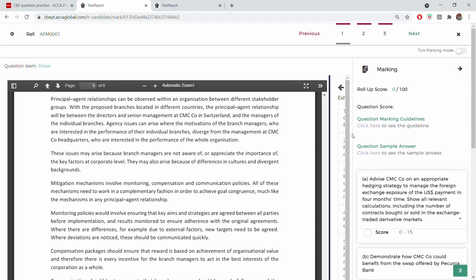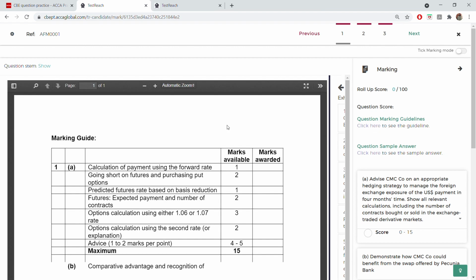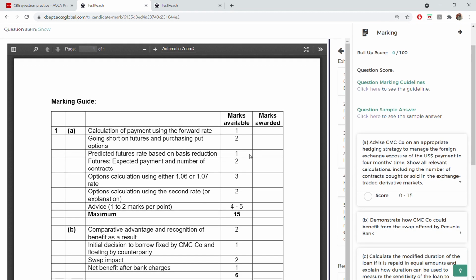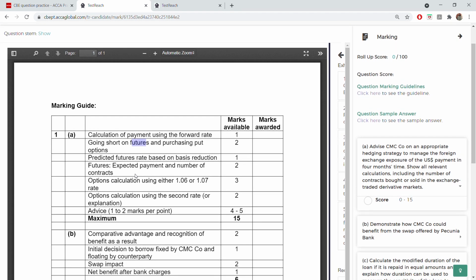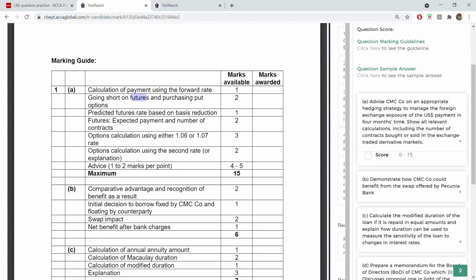Now, let me take you through the guideline of this, the marking scheme. That's it. We have covered question number 1. So calculation using forward is just 1 mark. Going short on future and purchasing put option is 2 marks. Just for writing that sentence that you're selling future and you're buying put option, 2 marks. The closing future rate that you have predicted, 1 mark for calculating the closing future price. Then number of contracts, 2 marks.